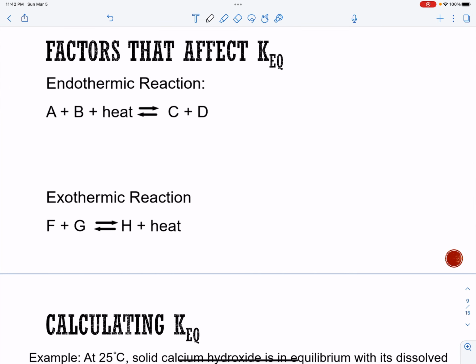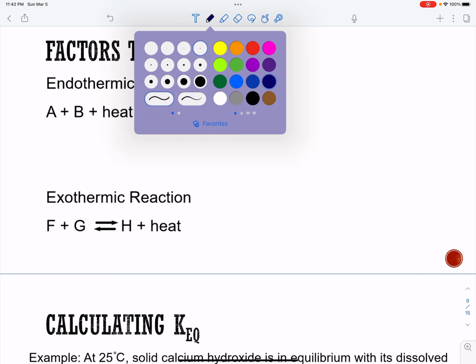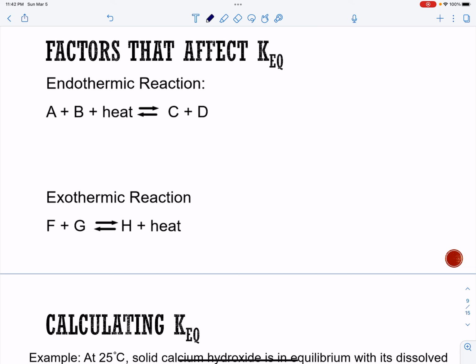Okay, so we're going to look at how temperature affects KEQ in an endothermic reaction or an exothermic reaction. So for this one, for example, if we increase the temperature in an endothermic reaction, what happens to KEQ? If we increase the temperature, what we'll notice is that the heat value is going to go up and equilibrium is going to shift to try and decrease the heat. So we're going to get a right shift.